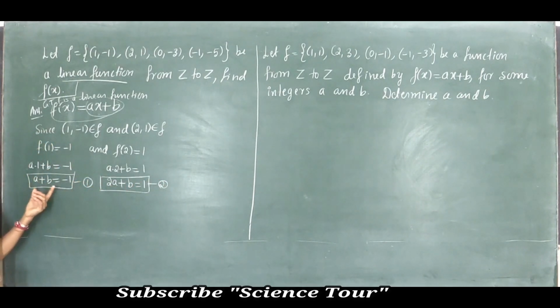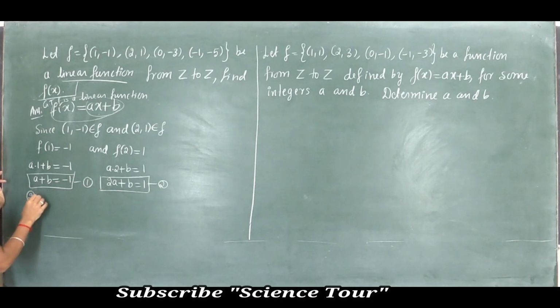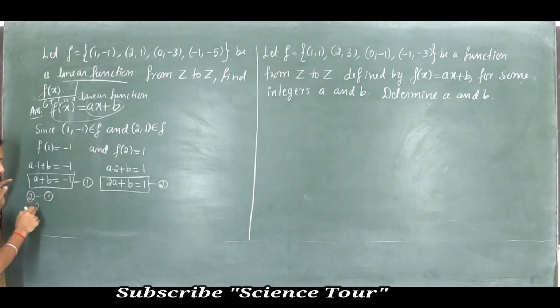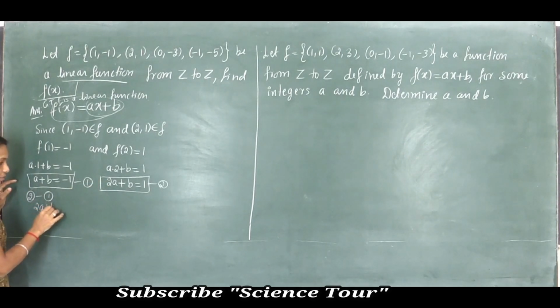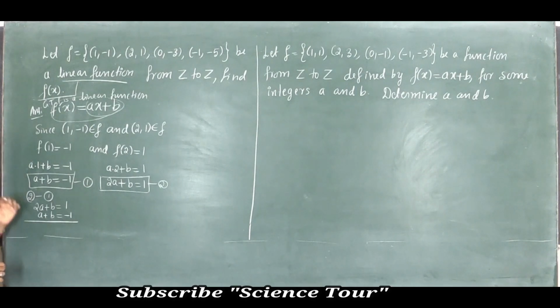Now you have to find a and b using these two equations. I will subtract equation 1 from equation 2. So do this operation, equation 2 minus equation 1, or you can do equation 1 minus equation 2 also. Okay, since here you have the larger number, I'll write equation 2 first. 2a plus b is equal to 1, and next one a plus b is equal to minus 1. Okay, then you subtract the first from equation 2.